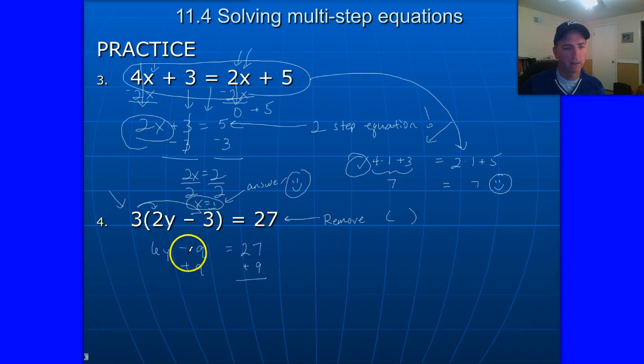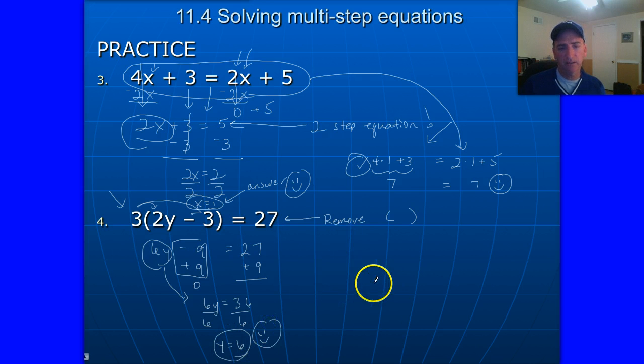All right, this part right here, that's 0. So you got this 6y has to stay. 6y is equal to 27 plus 9 is 36. We're going to divide it by 6. And you have y is equal to 6. And that is indeed the answer.